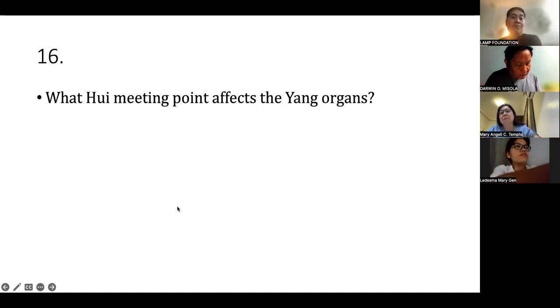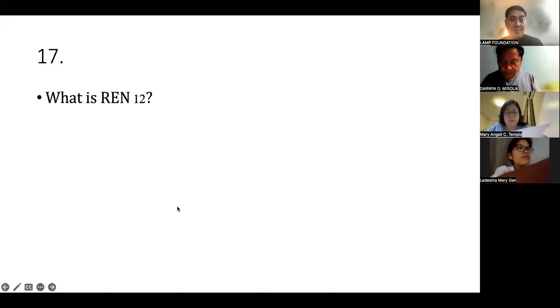And I presume you already know what are the solid organs. Okay, what Hui-Meeting point affects the yang organs? You've taken this up? CV12. Okay, CV12 or REN12. The Fu, the hollow organs. What is REN12? The Hui-Meeting point of food.